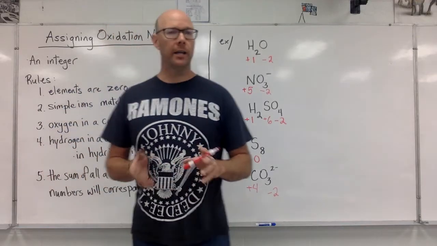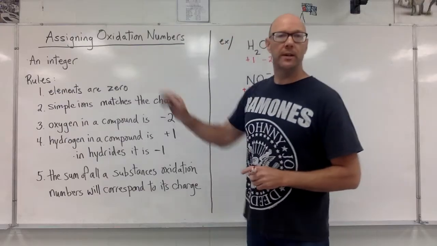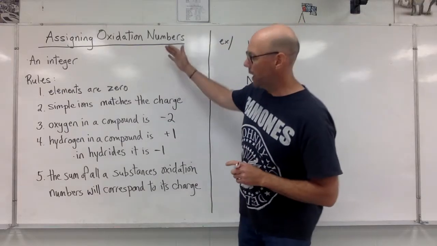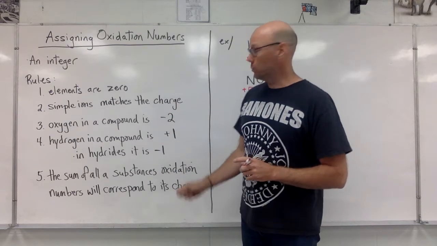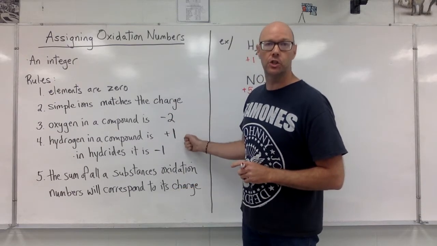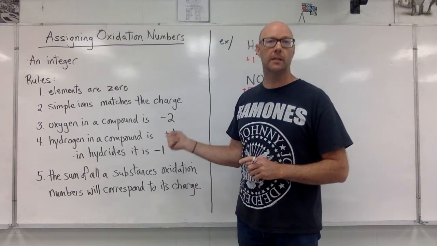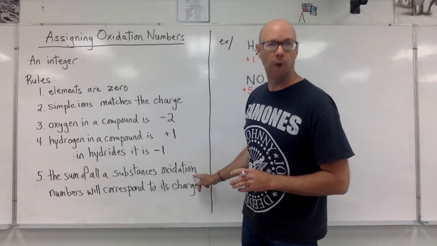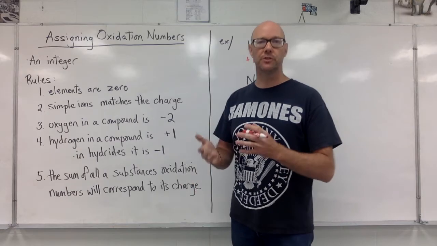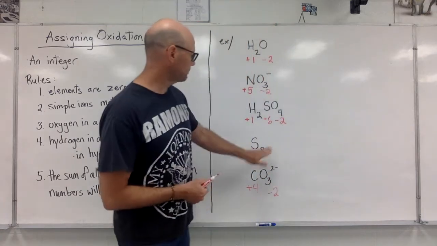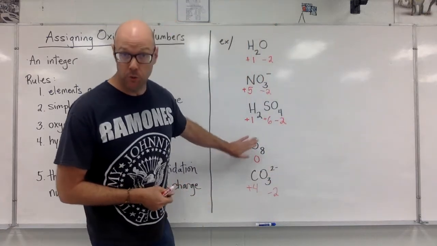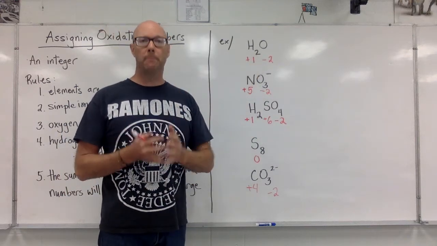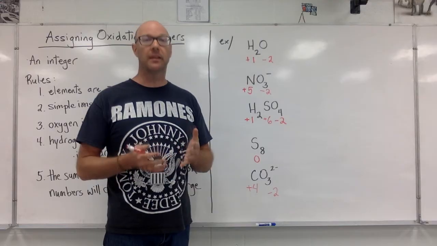So, assigning oxidation numbers, always an integer. No decimals, could be positive, could be negative. We have some rules to follow. We're really going to lean heavily on these two ideas, oxygen being -2 and hydrogen being +1. The sum of all of those oxidation numbers equals out to the charge, which might be neutral or even -1 or -2. It all adds up to correspond with the charge of the chemical.